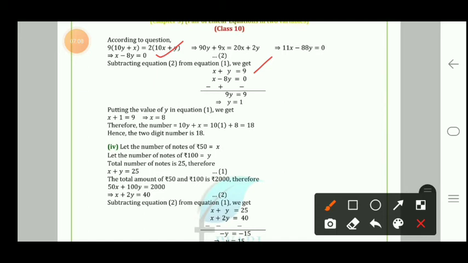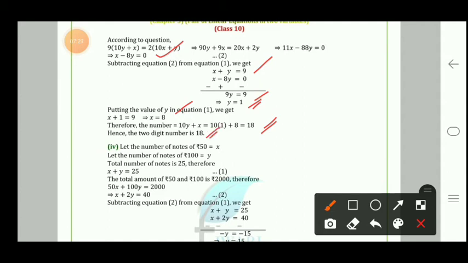So, cancel out this. So, we will get 9y is equal to 9. So, y is equal to 1 is the answer. Now, putting the value of y in equation number 1, we get x plus 1 is equal to 9 and x is equal to 8. Therefore, the number 10y plus x is equal to 18. Hence, the 2-digit number is 18.